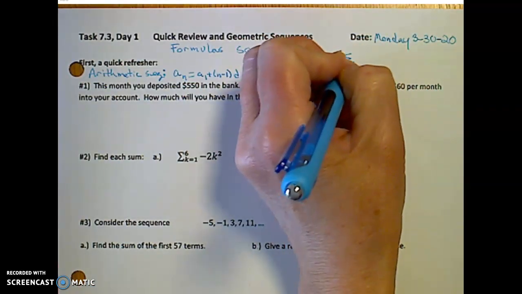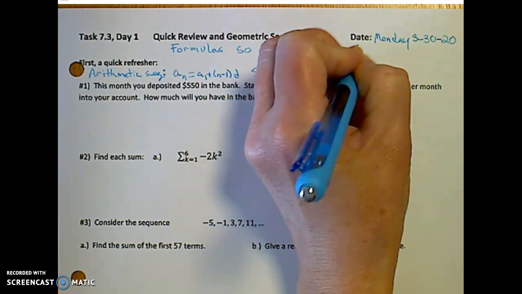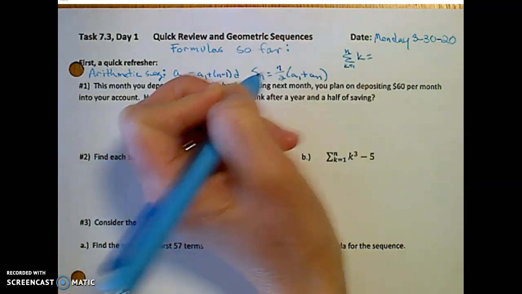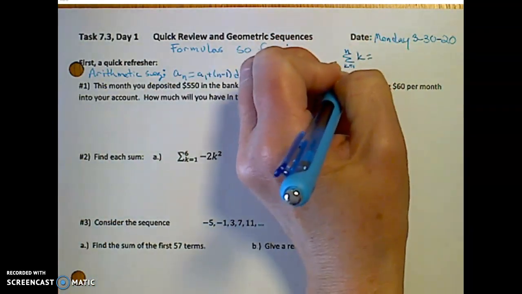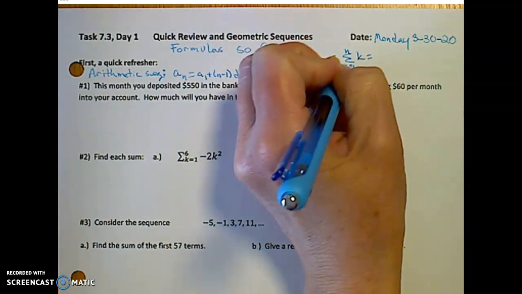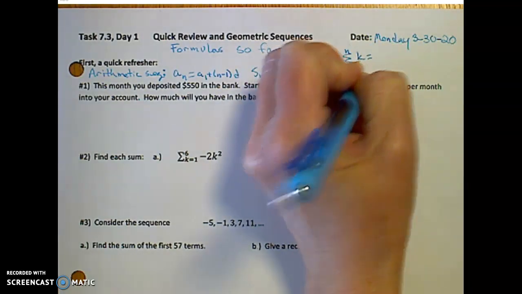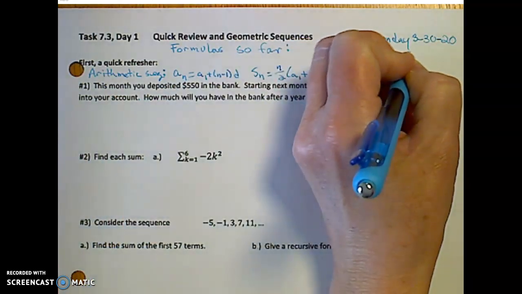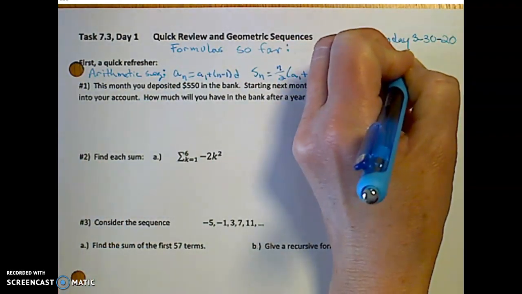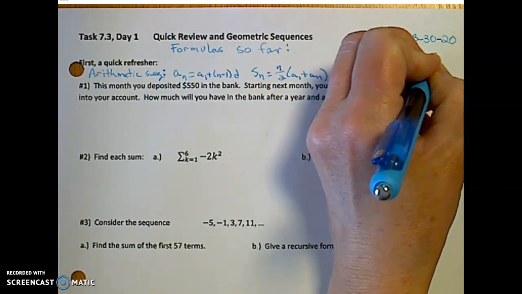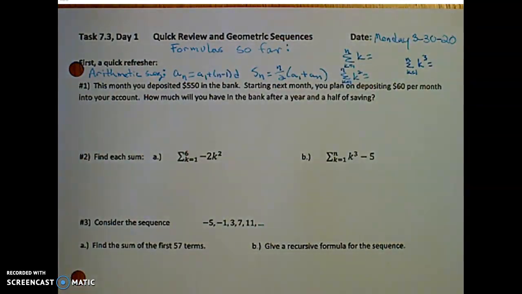We also have these formulas that you should know. What's the sum of the first n integers? What's the sum of the first n integers squared? Or what's the sum of the first n integers cubed? So those are all the formulas we have so far. I want you to read this first situation and try to think about which formula you would use. Pause for a second and read.